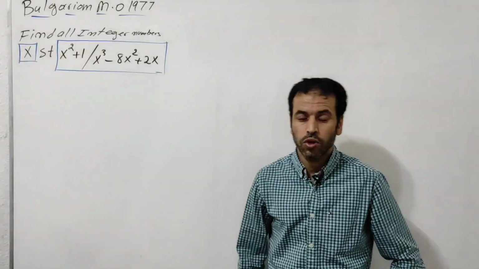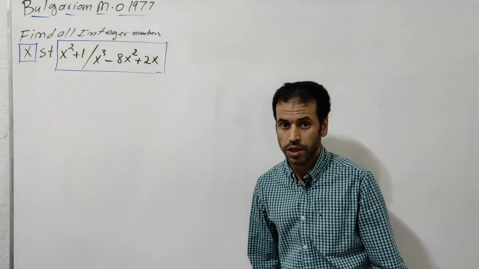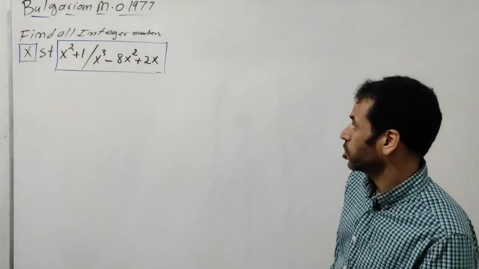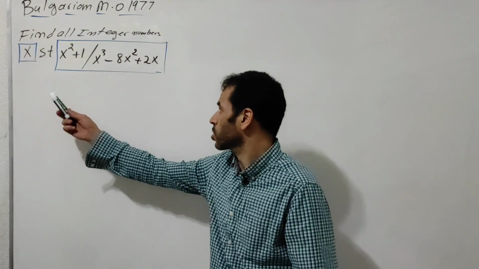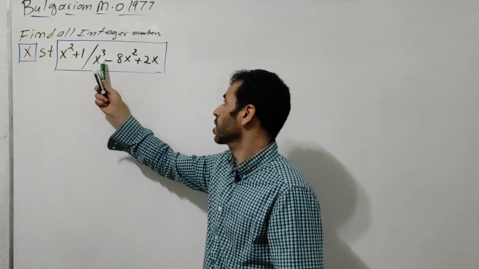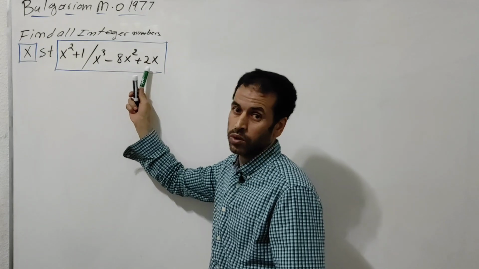In today's video, I would like to introduce you to a very nice problem from the Bulgarian Mathematical Olympiad, edition 1977. Here is the following information. Find all integer numbers x such that x squared plus 1 divides x cubed minus 8 times x squared plus 2 times x.